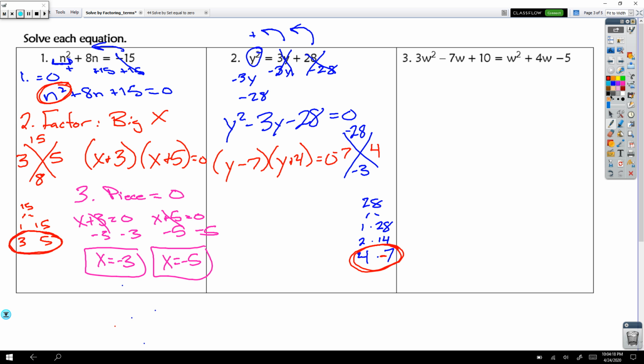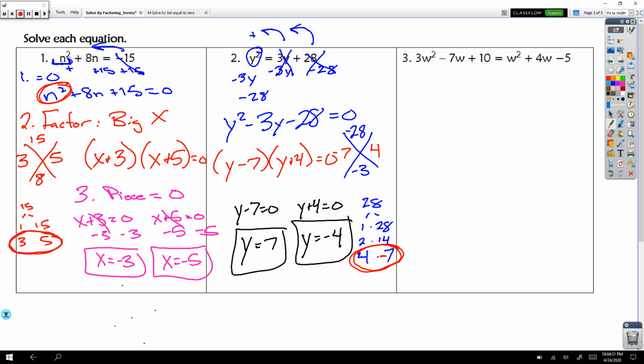My final step, setting each piece equal to 0. Add the 7, we get y equals 7. Subtract the 4, y equals negative 4.